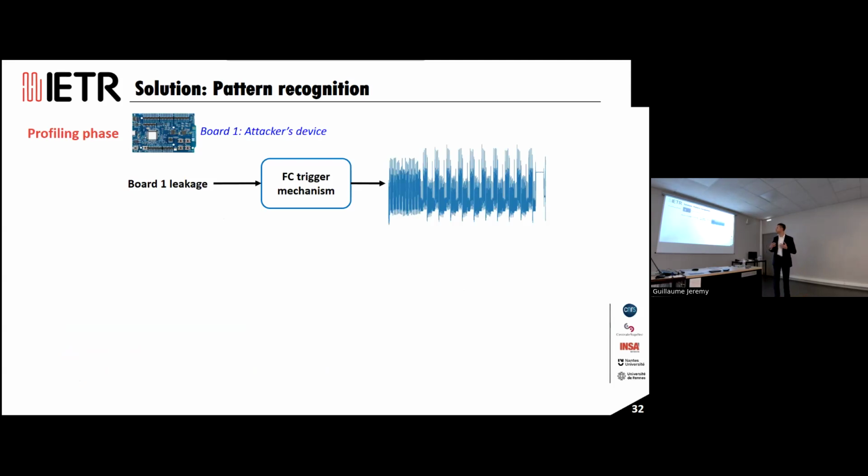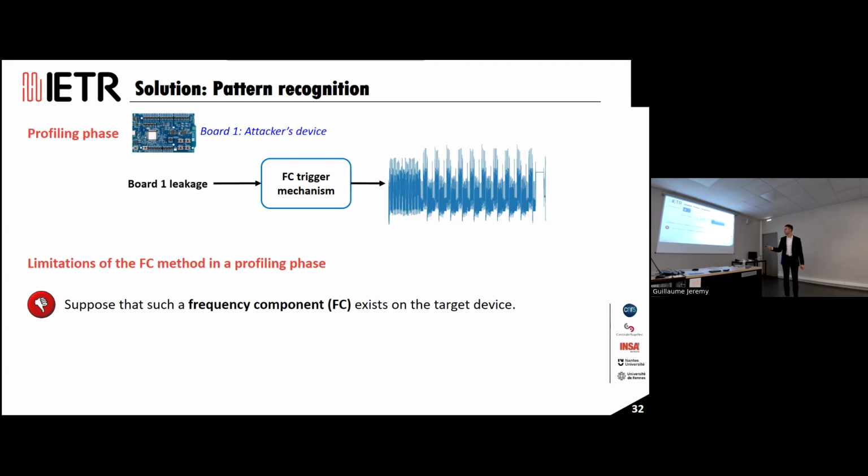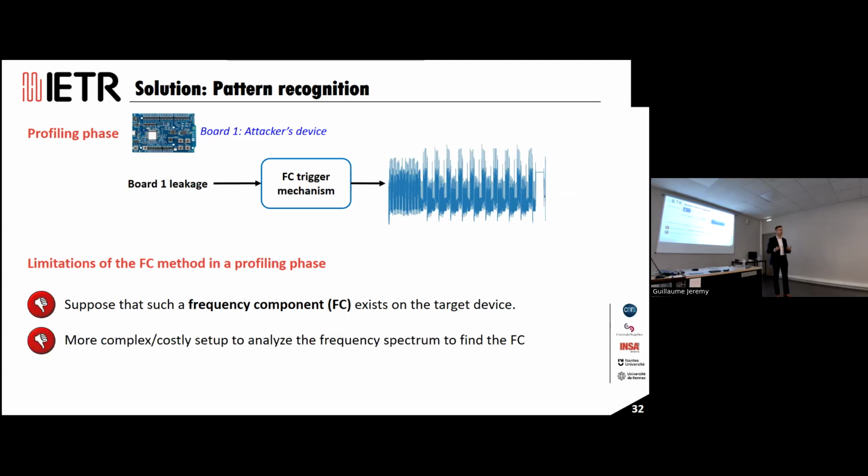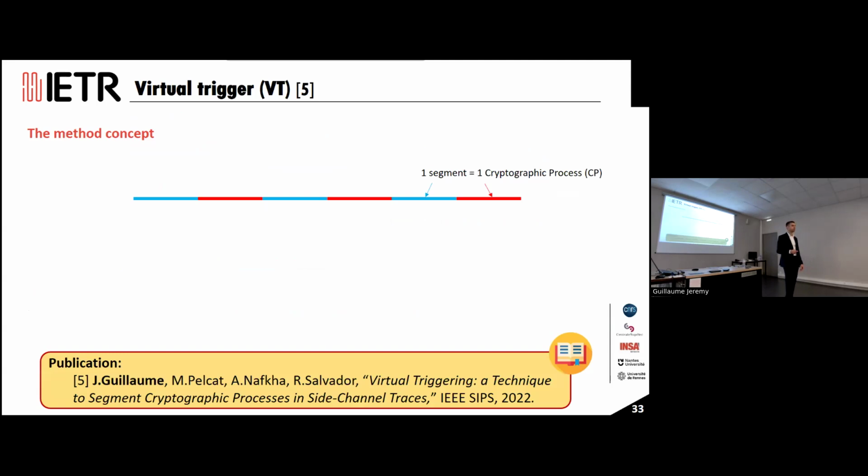So to perform pattern recognition, we are still using the initial frequency component method in a profiling phase to extract the pattern. The problem is that this method also has limitations in the profiling phase. First, we suppose that the victim is producing such a frequency component, and it will maybe not always be the case against any device that we want to attack. Second, we need an additional tool, which is a spectrum analyzer, in order to detect the frequency component. So in order to remove this limitation, we propose to use another method to extract a pattern in a profiling phase, and this method is called the virtual trigger.